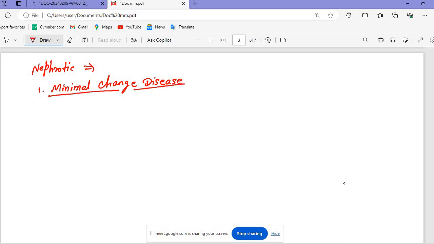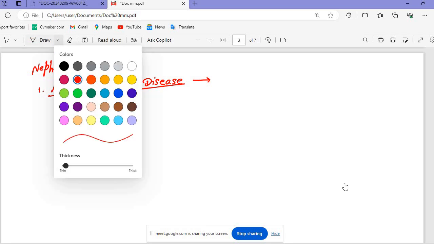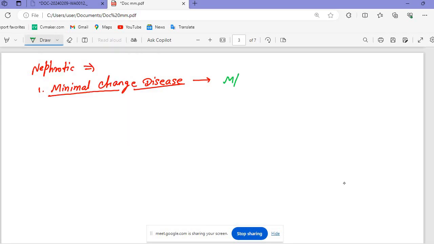Minimal change disease is the most common in children. Which is the most common nephritic syndrome in children? That is Berger's disease, that is PSGN. The most common nephrotic syndrome in children is what? Minimal change disease.